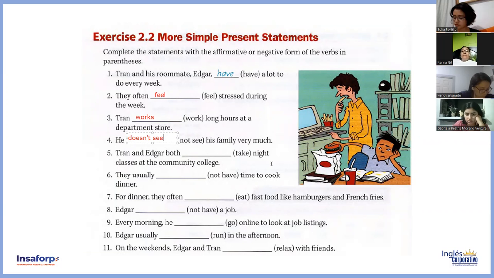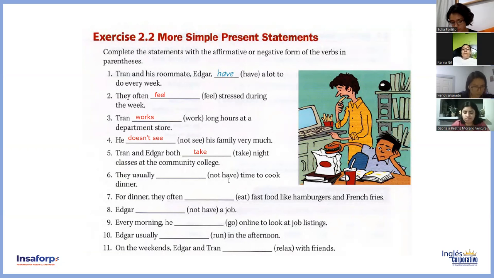So, let's go with this next one, please. Karina, please. Number five. Tran and Edgar, both. ¿Cómo nos quedaría? Tran and Edgar both take, right? Very good. Tenemos dos, right? Two persons there, plural. Both take. Okay.